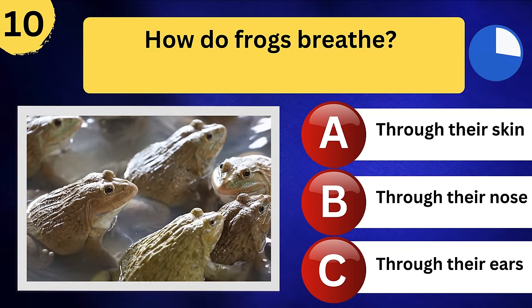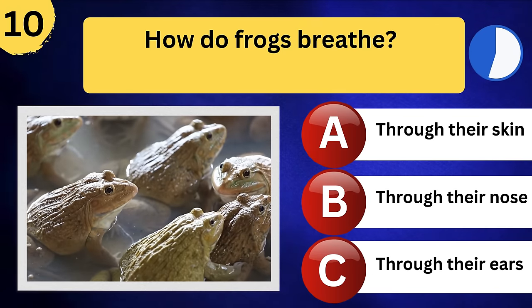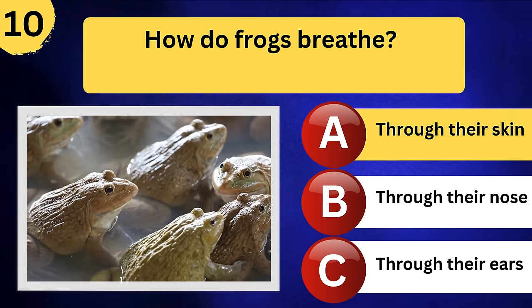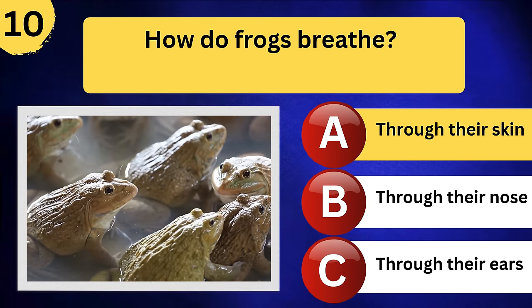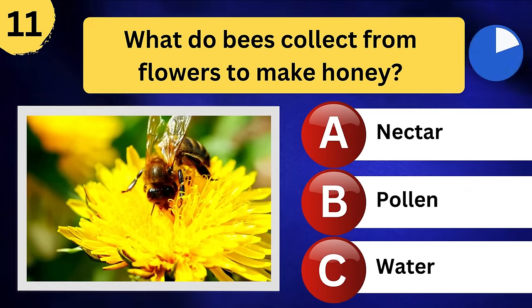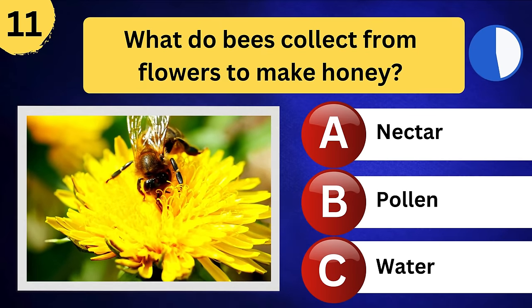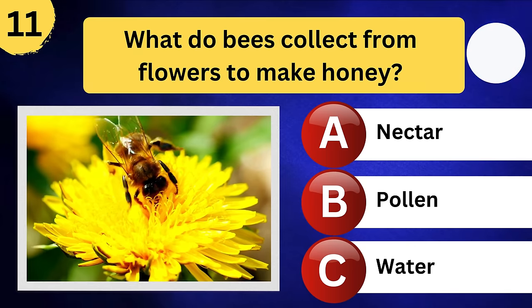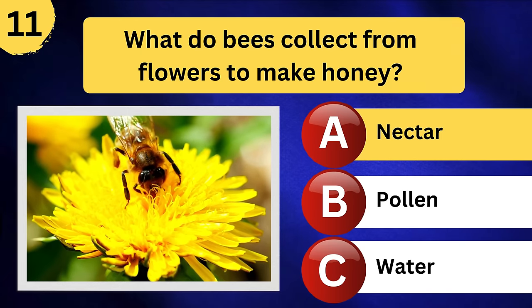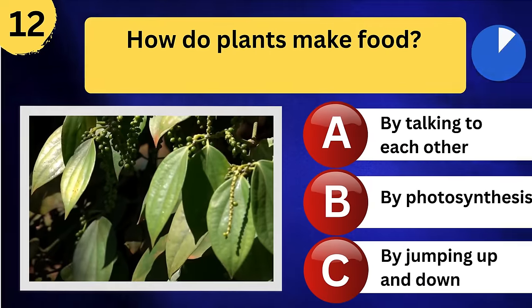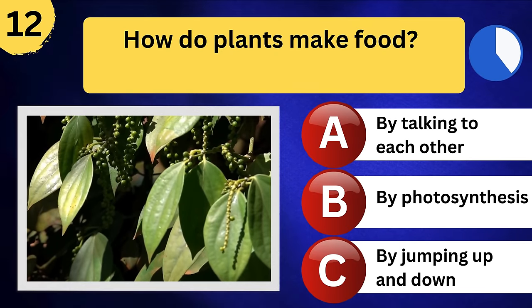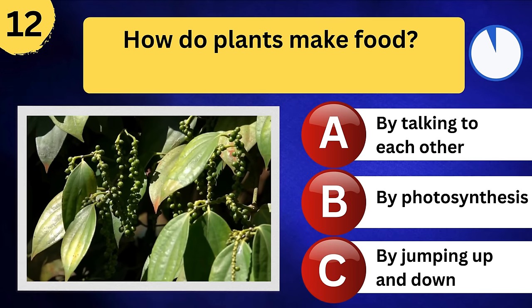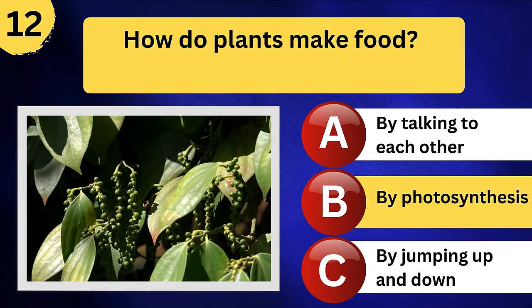How do frogs breathe? Through their skin. What do bees collect from flowers to make honey? Nectar. How do plants make food? By photosynthesis.